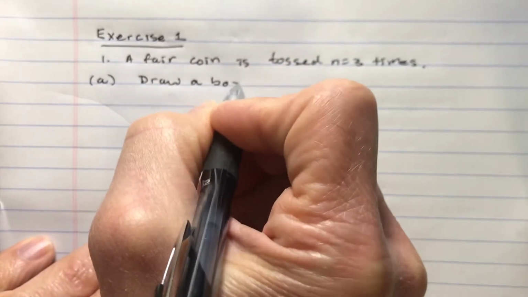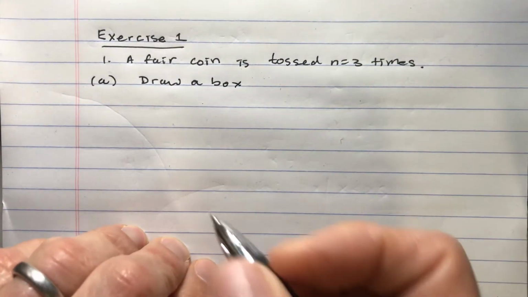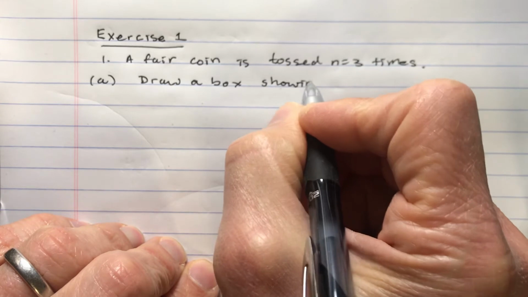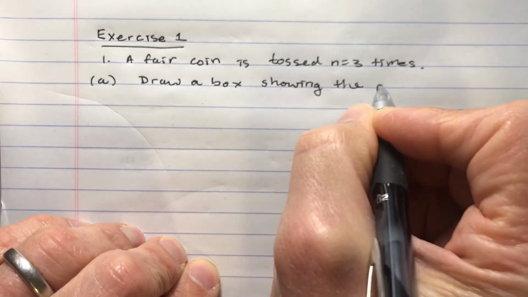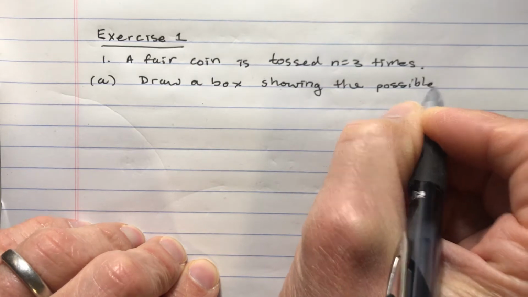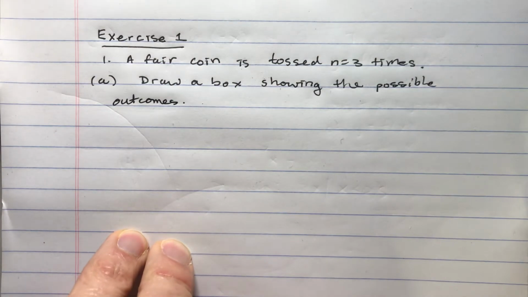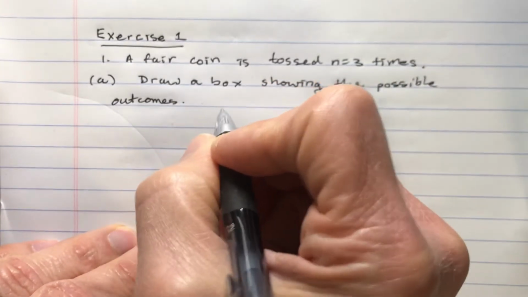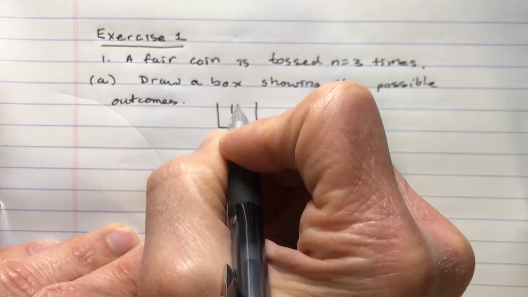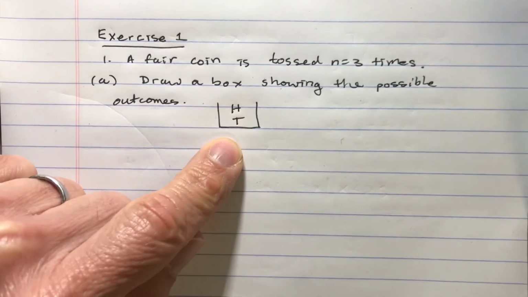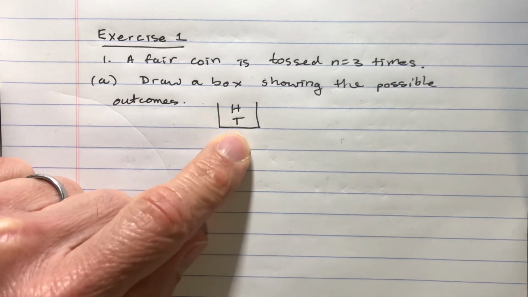First, we're going to draw a box showing the possible outcomes. All right, so what I mean by that is just, here's heads and tails, here's the box. So this is called a box model, and a lot of problems with probability can be put in this format.